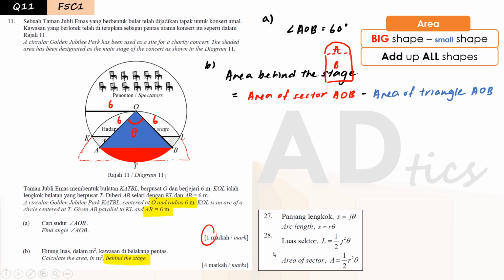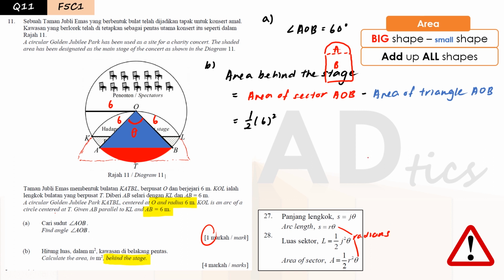So in formula 28, the area of the sector is 1 over 2 r squared theta. So here we are going to put 1 over 2, and r here would be the radius of this sector or the circle, right, which is 6. Okay, I'm going to put a square here, and the theta. So theta here would be the sector's angle, which is this one, right? Which we already found in part A, which is 60. Okay, but take note, yeah, for these two formulas, the theta must be in radians.